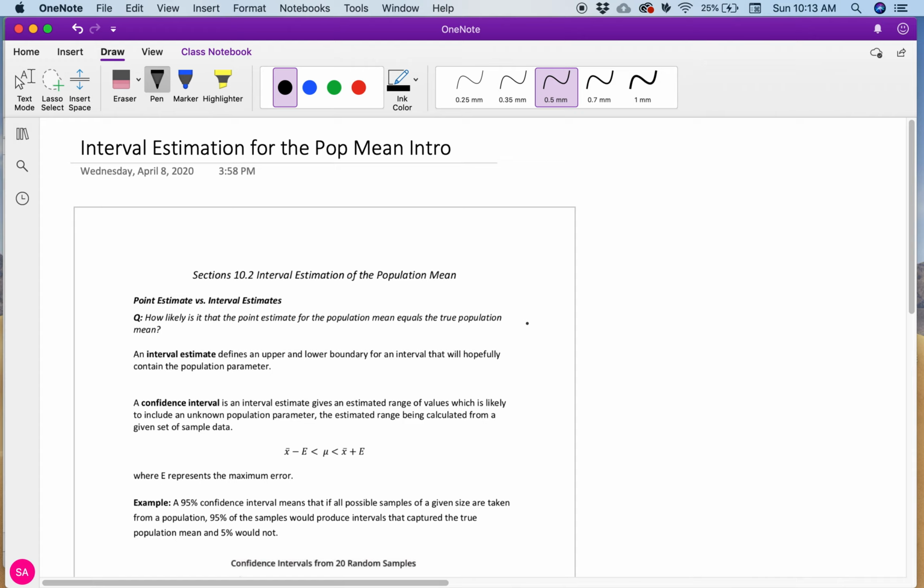So this section, we're going to talk about interval estimation and specifically building confidence intervals. So an interval estimate defines an upper and lower boundary for an interval that will hopefully contain the population parameter. Basically, we have more options now. Instead of trying to come up with a single point estimate, now we're going to come up with an interval, a range of values that will hopefully, again, contain that population parameter.